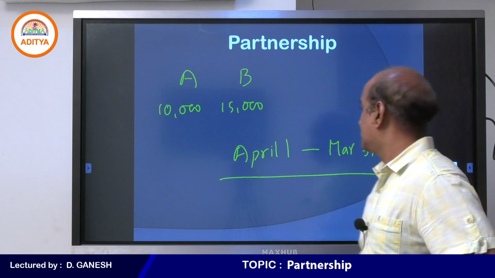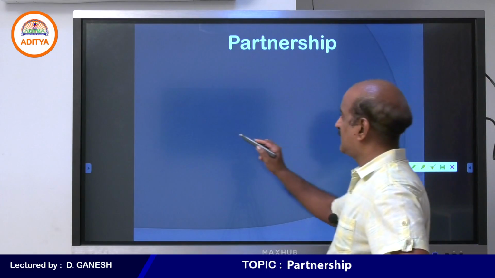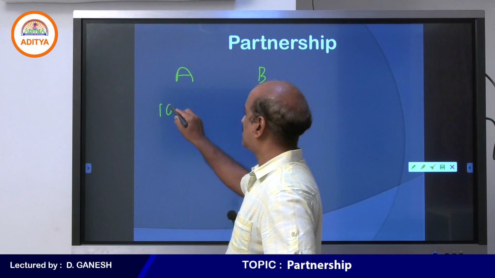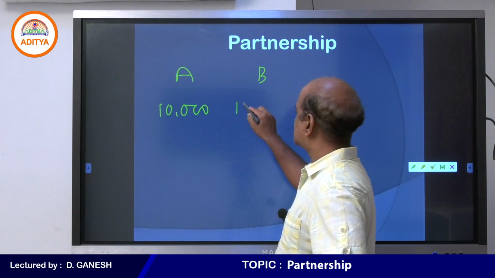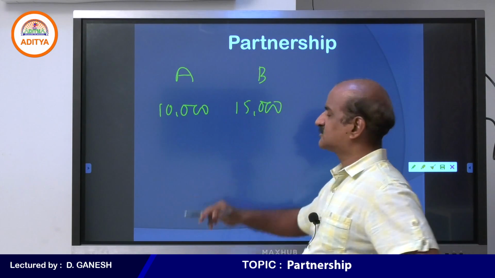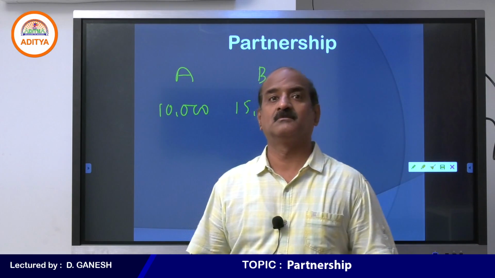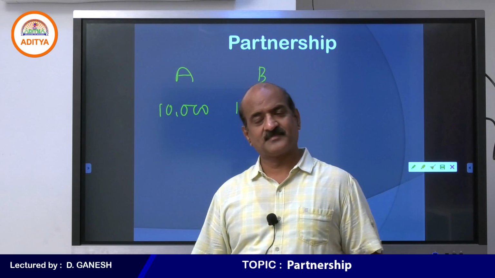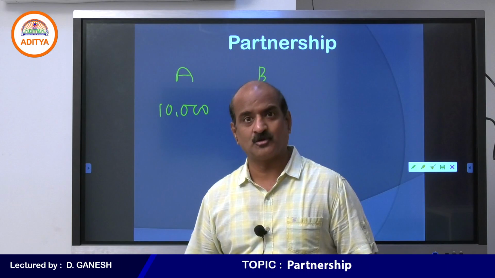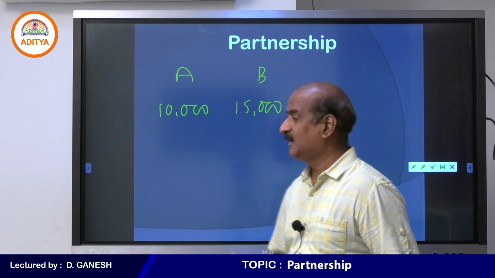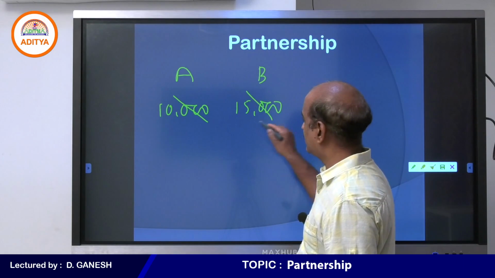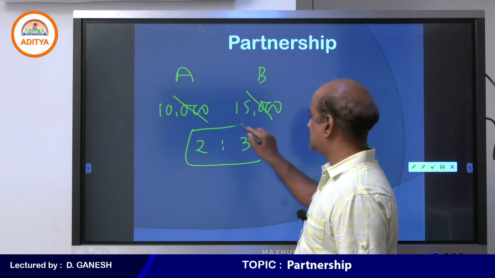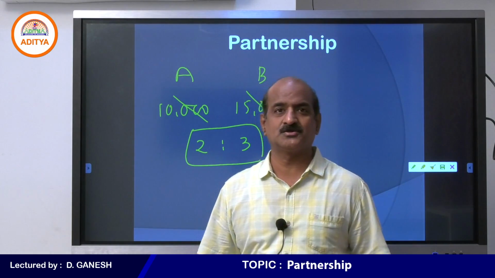If A invests 10,000 rupees and B invests 15,000 rupees, in what ratio are the amounts distributed? Students, the question is so simple, because the investment of B is much more than A, so obviously B must be getting more. A invested 10,000, B 15,000, and upon cancellation of 5,000 on each side, their profits or losses must be distributed in the ratio 2:3.